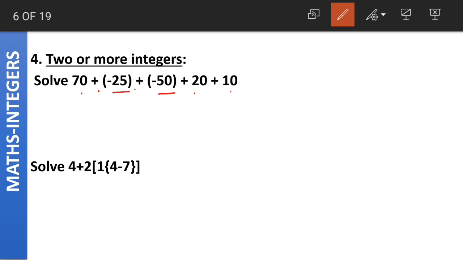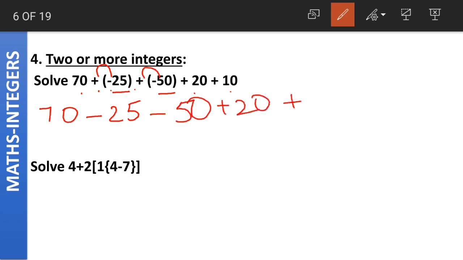Now, how to solve this? First, let us remove the brackets. To remove the brackets, we have to multiply the signs. 70 plus into minus becomes what? Both the signs are different, so the answer will be minus. Plus into minus is minus. We have the number 25. Again, plus into minus becomes minus. We have the number 50 plus 20 plus 10.